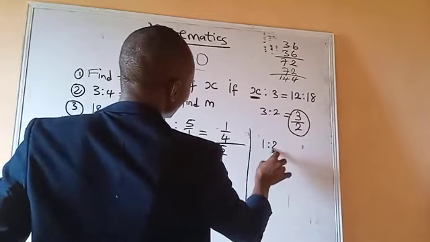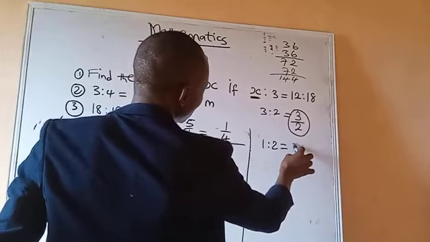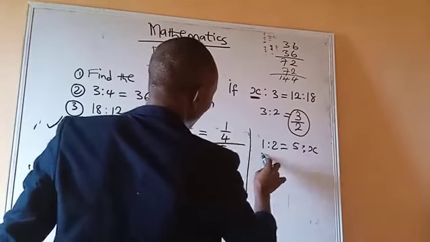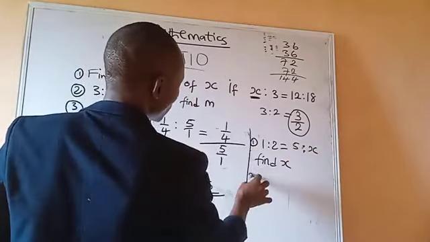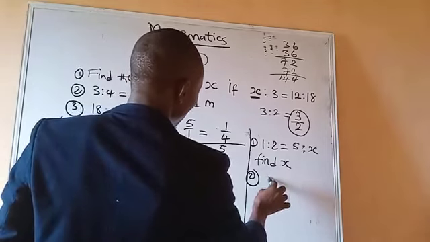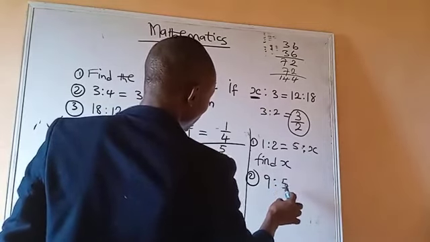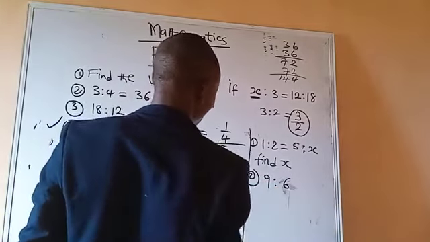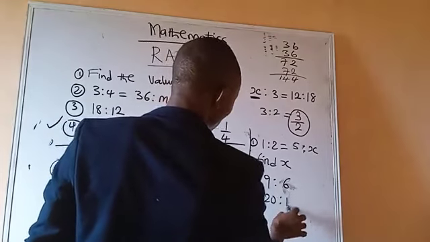If ratio 1 is to 2 is equal to ratio, let me say 5 is to x. Find x. Just like this, my first question. Then question 2, do this ratio for me. Ratio 9 is to, no, ratio 9 is to 6. You get? Then question 3, do ratio 20 is to 10 for me.